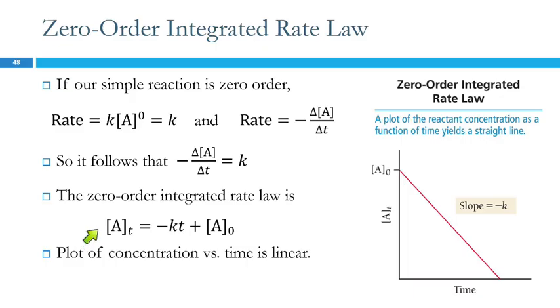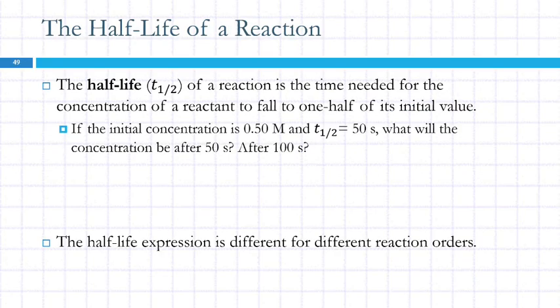Again, written in the form of a linear equation. So this tells us that Y is our concentration and X is our time. And the slope will be equal to negative K. So again, if we want to know what K is, it's equal to -1 times the slope. Okay? And we're not going to do an example of that one.